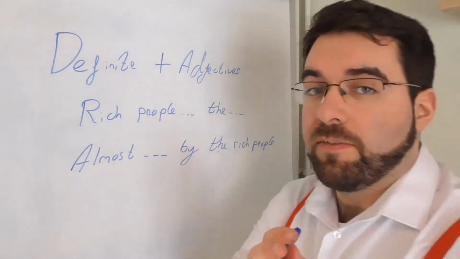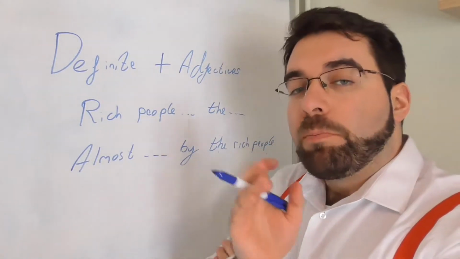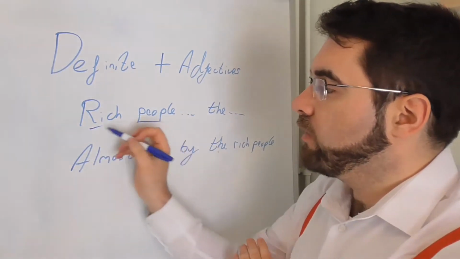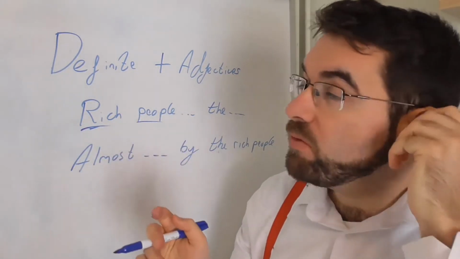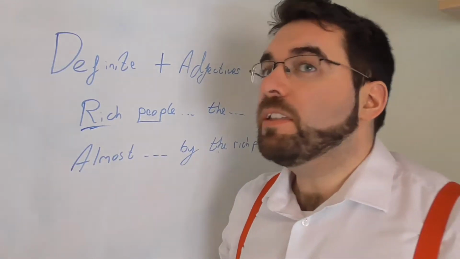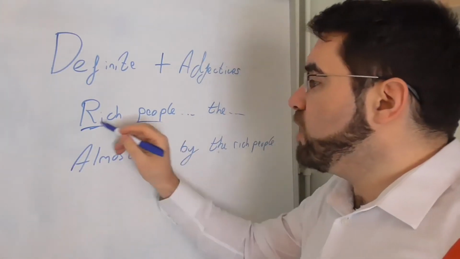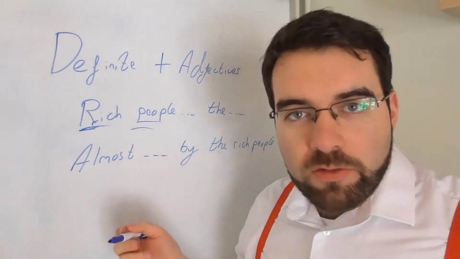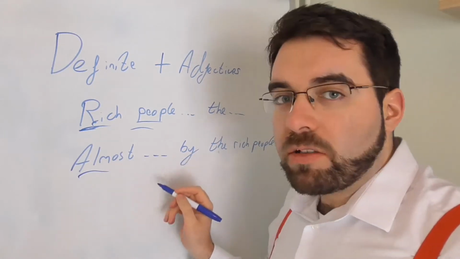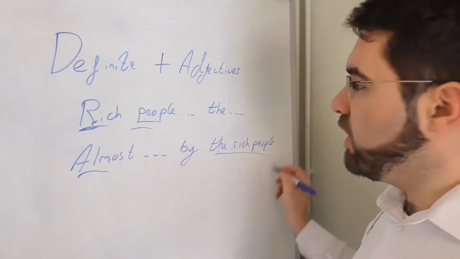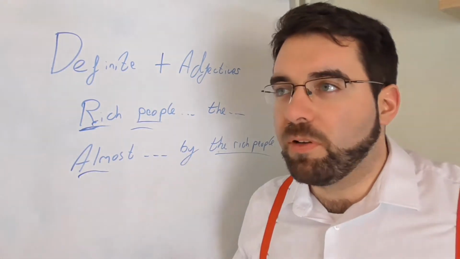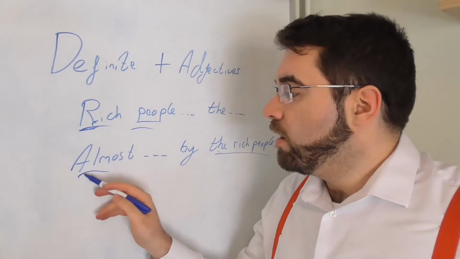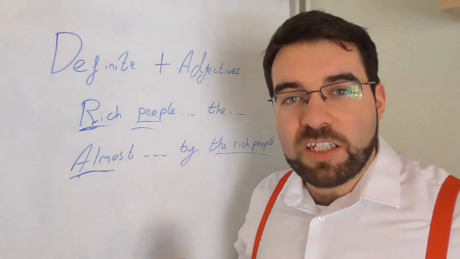We can use adjectives to be more precise about who we're talking about. So the rich people, in this case. Rich people, poor people, smart people, not necessarily people of anything, but let's stick with the adjective rich. The rich people have bought all the yachts. Almost all the yachts are owned by the rich people. The rich people spend the most money. Almost all the money is spent by rich people.